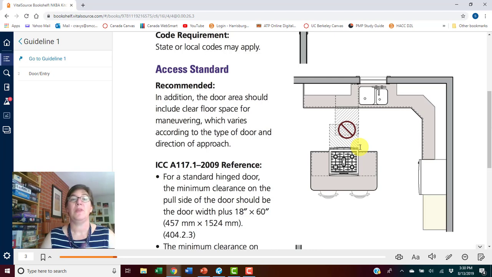All right, moving on to the access standard, there are far more complicated rules about clear floor space and access for maneuvering in a kitchen. And again, I'm going to touch on those later in the course.